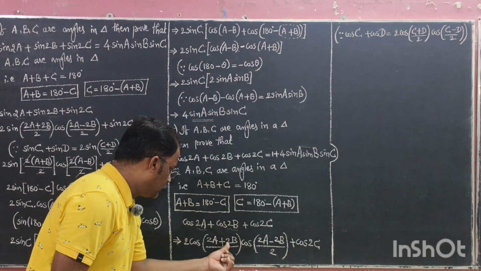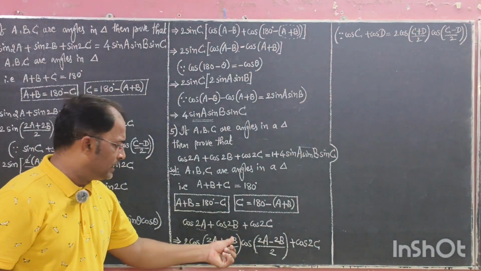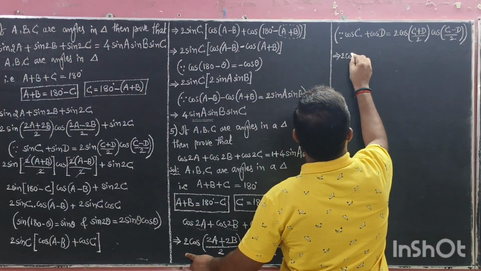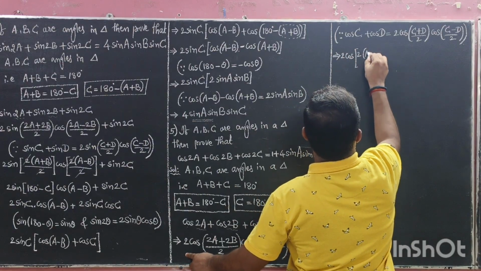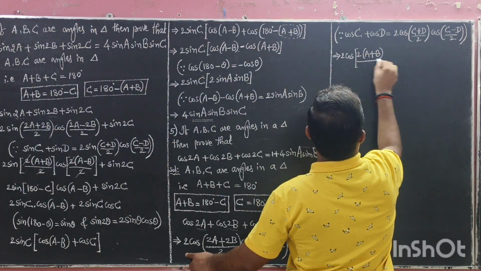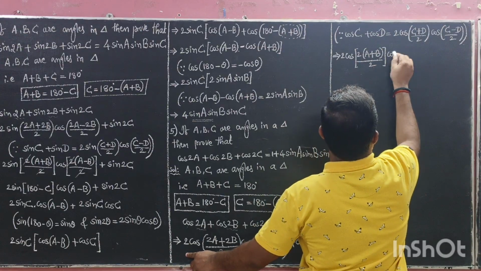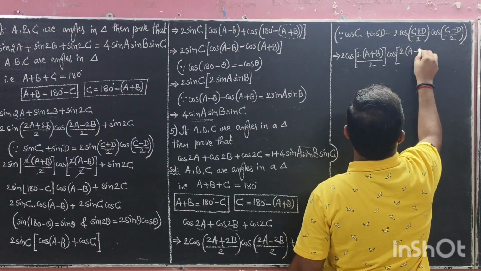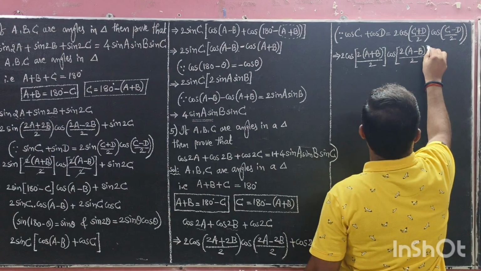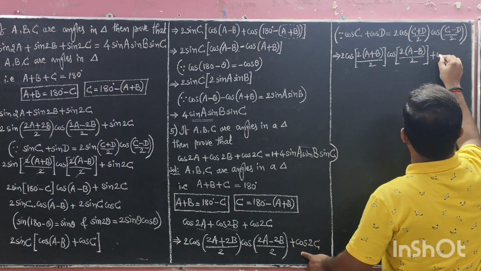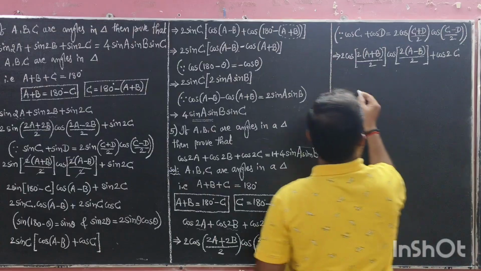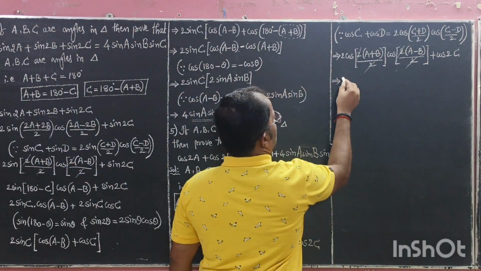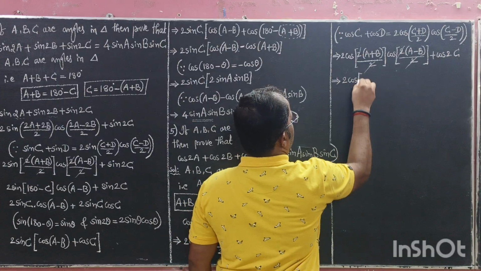From the numerator 2 is common, in this also from the numerator 2 is common, which implies 2 cos of A plus B. And from the second term also, from the numerator 2 is common, so cos of A minus B. The last term remains as it is in this step also, cos 2C. From numerator 2 and denominator 2 get cancelled.